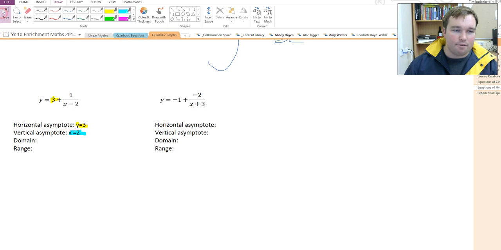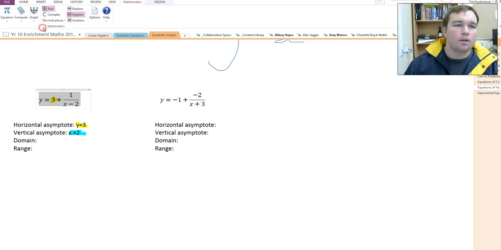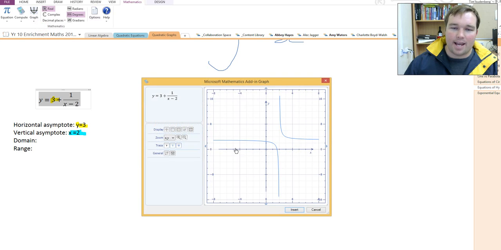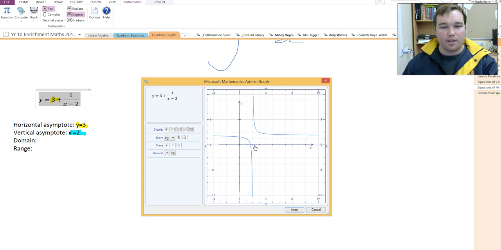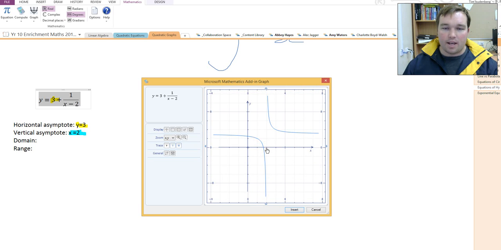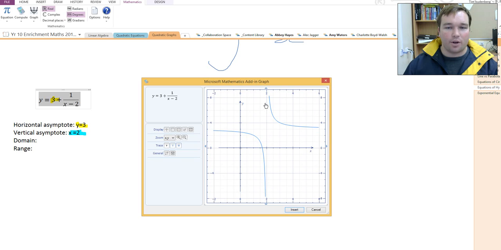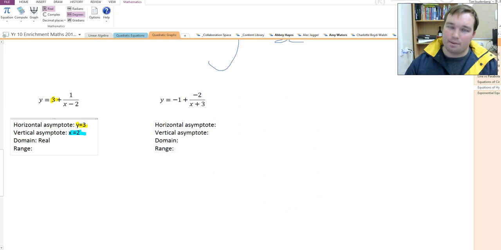Now the domain is every possible x value. If we look at the graph again, we can see that we can take any x value, so I could say x is minus 4 and draw a line up, or draw a line down, and I'll eventually hit a y value. So for every x value going up or down, I'll hit a y value, except one. If I sub in x equals 2, I'll go up and down and I won't find a graph. I won't be able to hit it with a line. So our domain is real except 2.